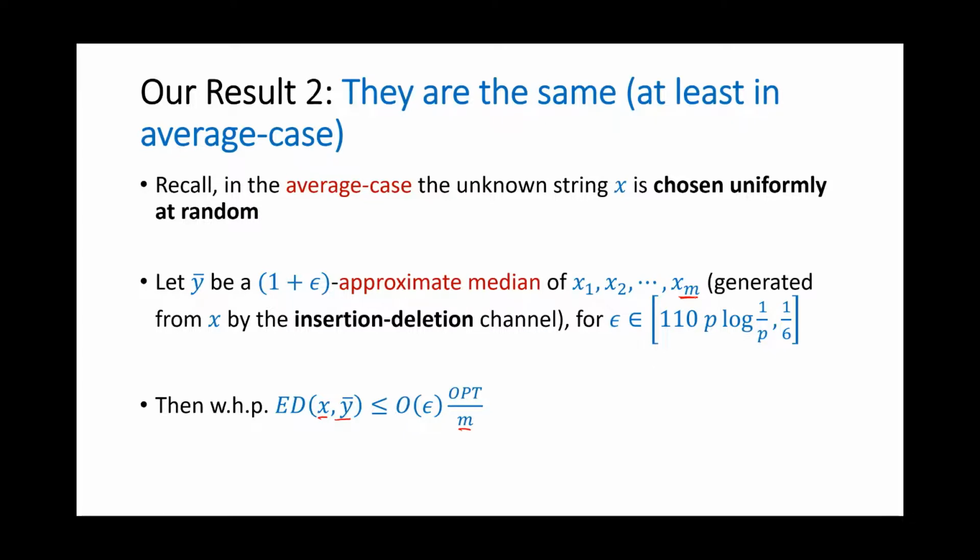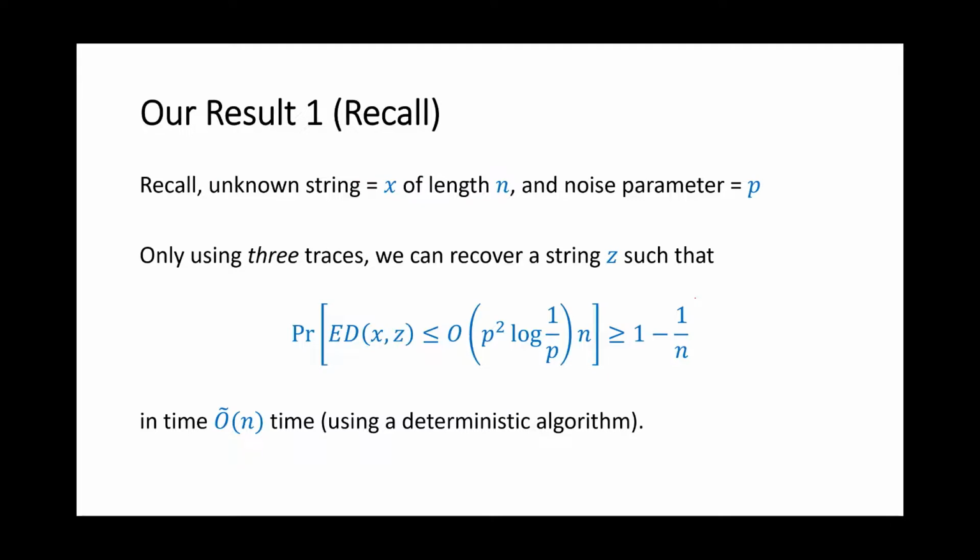So what's the use of this result? I want to claim that our main result that we presented before, result 1, actually follows from this result 2. How? Let's see. This was our result 1, that we can reconstruct this x. We can get a string c, which is of edit distance p square log 1 over p times n with high probability. Okay, so now let's see how our result 1 follows from result 2.